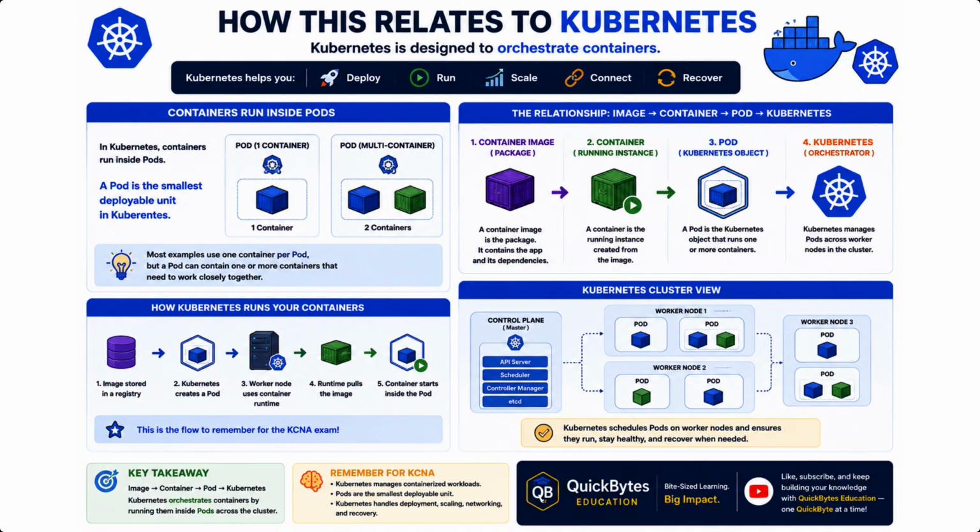So the relationship looks like this. A container image is the package. A container is the running instance. A pod is the Kubernetes object that runs one or more containers. Kubernetes manages pods across worker nodes. That is the flow you want to understand.